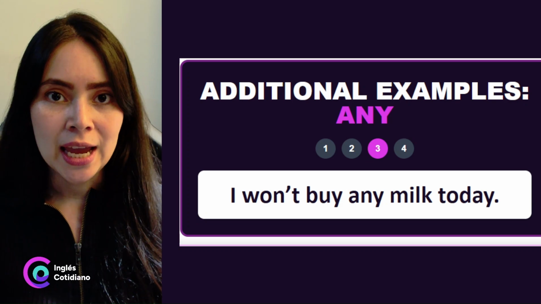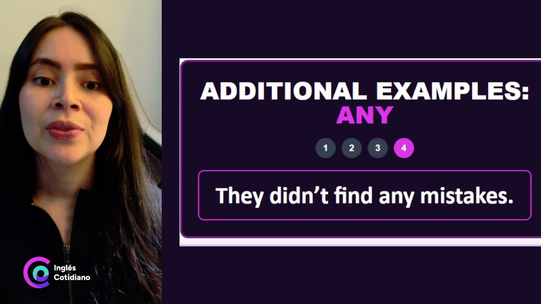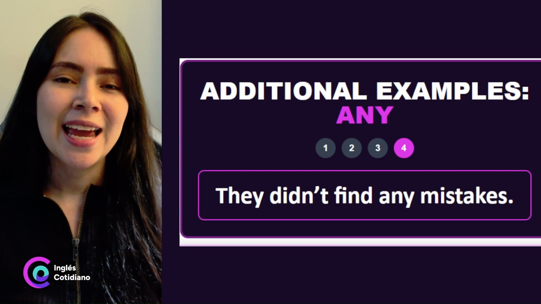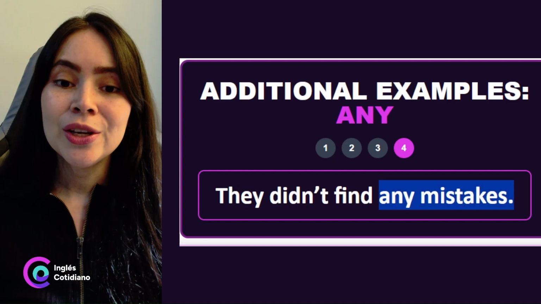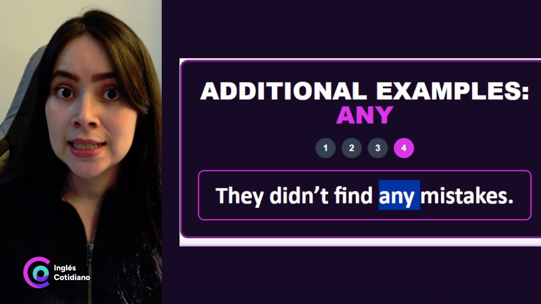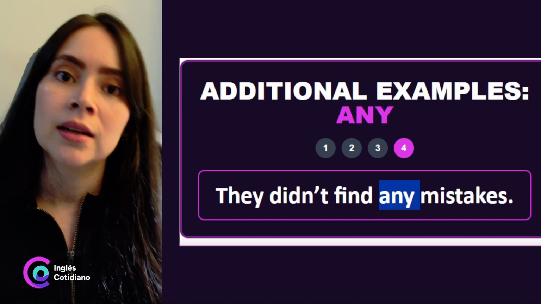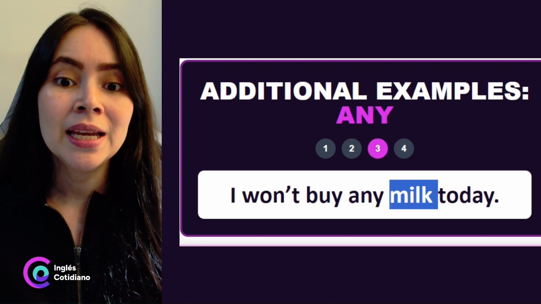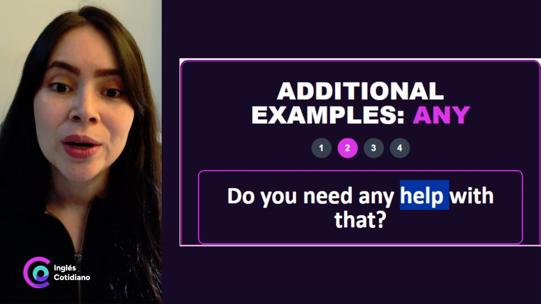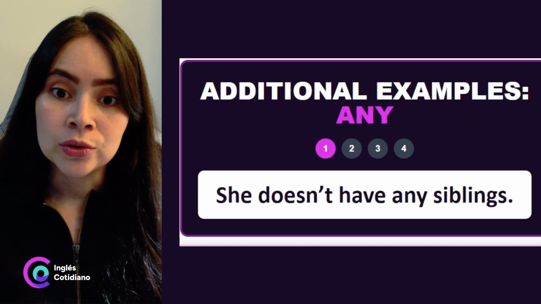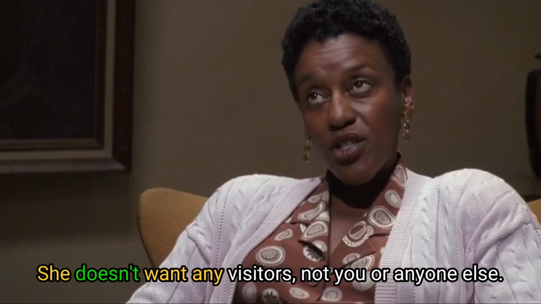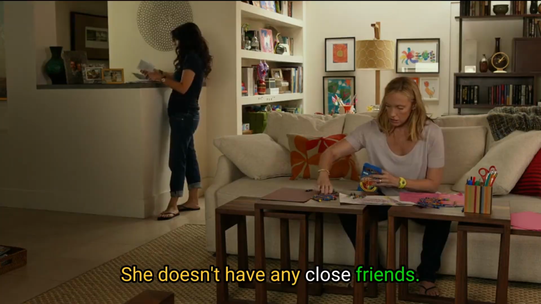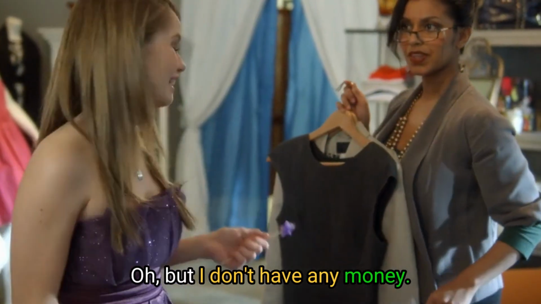Example number 3, I won't buy any milk today. Example number 4, they didn't find any mistakes. We use any in negative sentences with uncountable nouns, for example help, milk, and also with plural countable nouns, like siblings. She doesn't want any visitors, not you or anyone else. She doesn't have any close friends. I don't have any money.